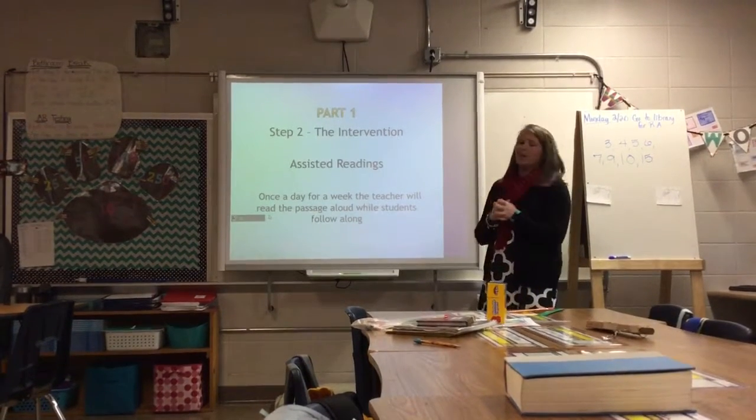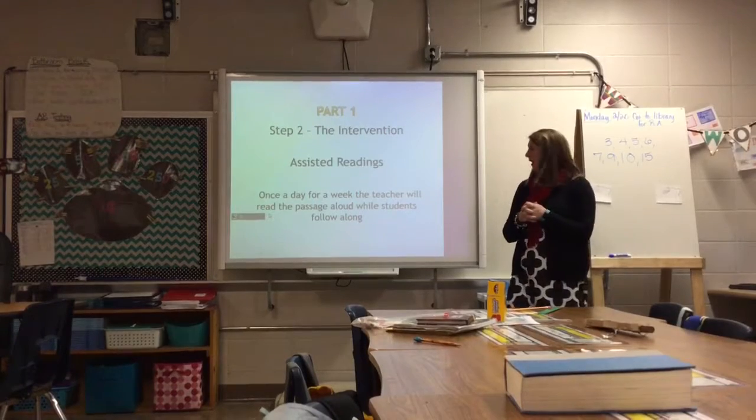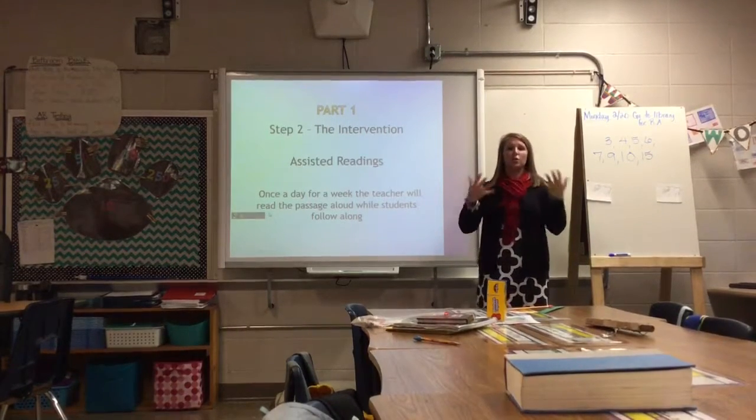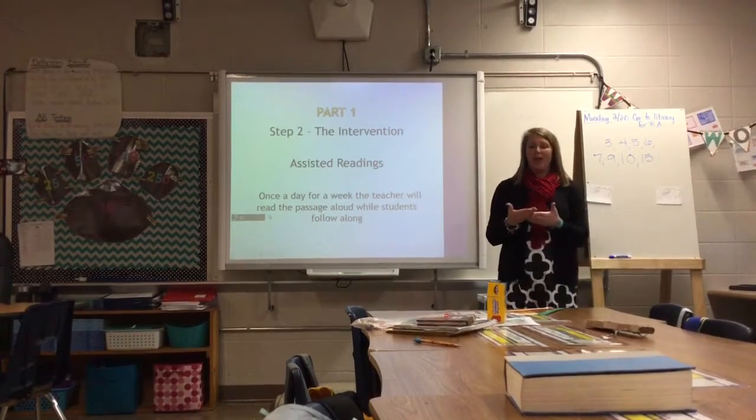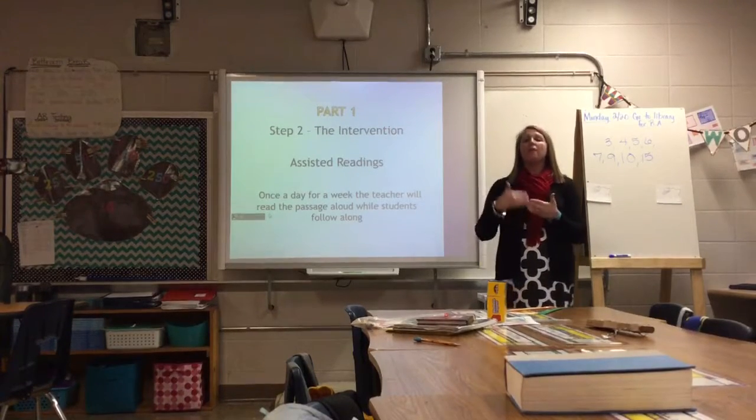My first intervention was called assisted readings, where the teacher is going to read aloud the passage to them while they have the passage in front of them following along.